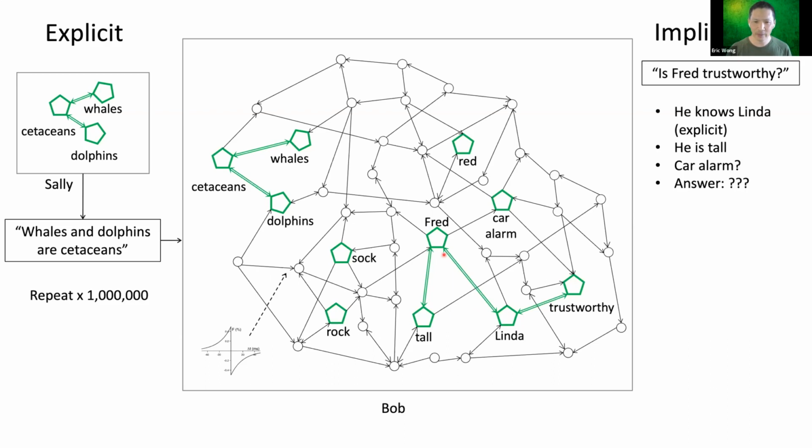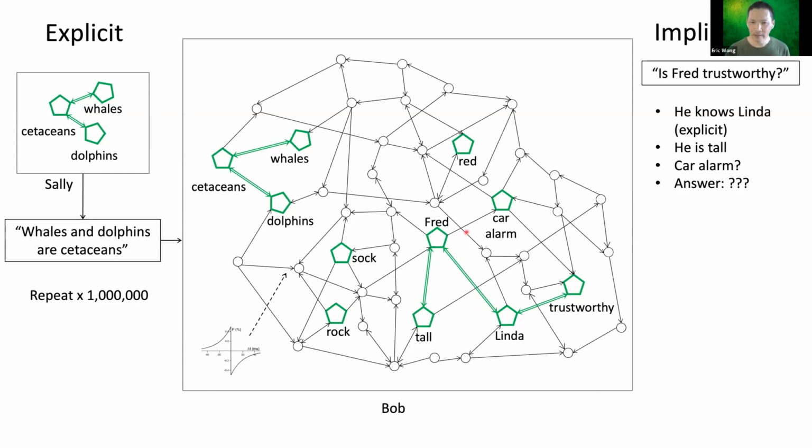But in addition, Fred might explicitly know that Bob might explicitly know that Fred is tall. That also doesn't connect directly to trustworthiness, but in Bob's experience of all the people he's run into that are either trustworthy or not trustworthy, those interactions may build up an implicit bias either for or against tall people.